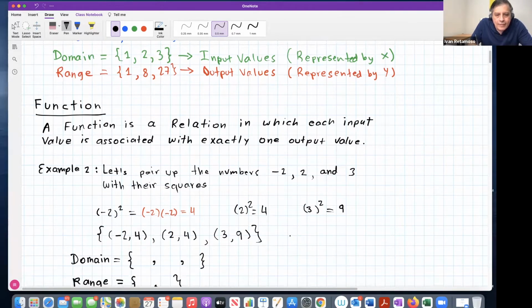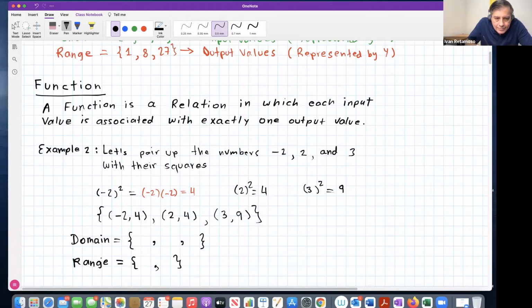And now, when I think of the domain of this function, Professor, you are calling it a function. Wasn't it a relation? Yes, I'm calling it a function because notice it satisfies the definition of a function. For each input value, there is a single output value, just one, not 2, not 3, associated to each input value. Good. So then the domain of the function should be the first components, -2, 2, and 3. That's the domain.